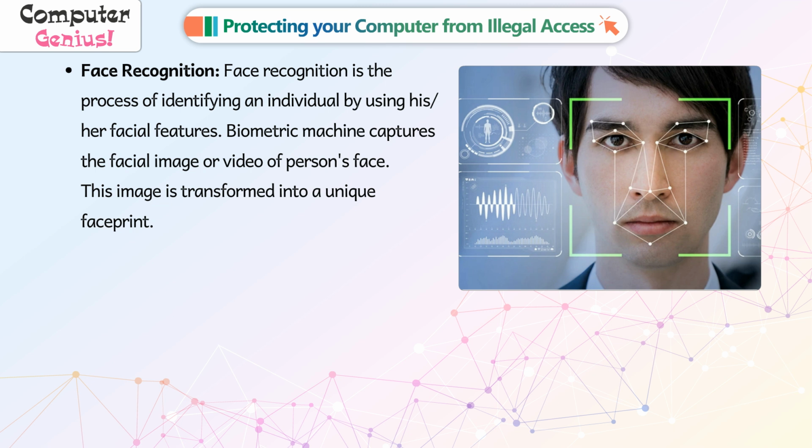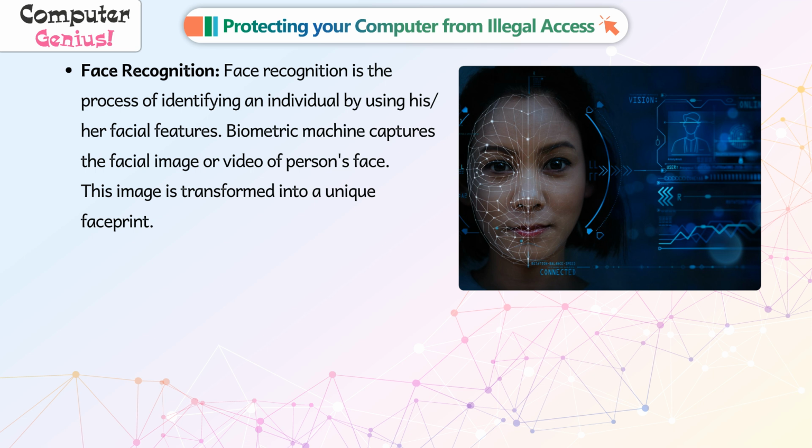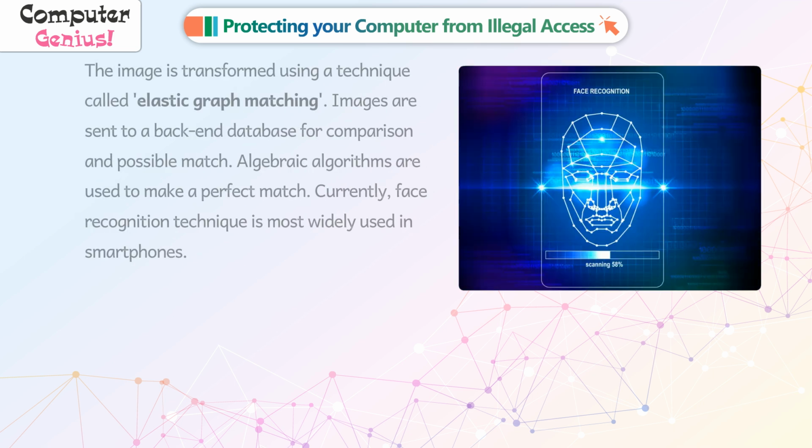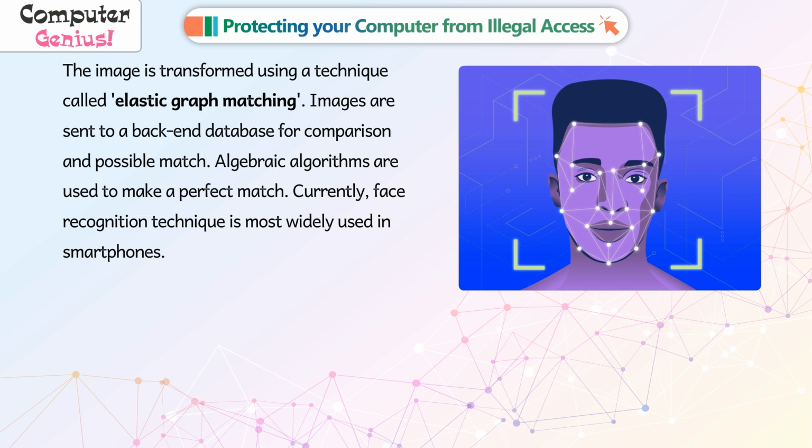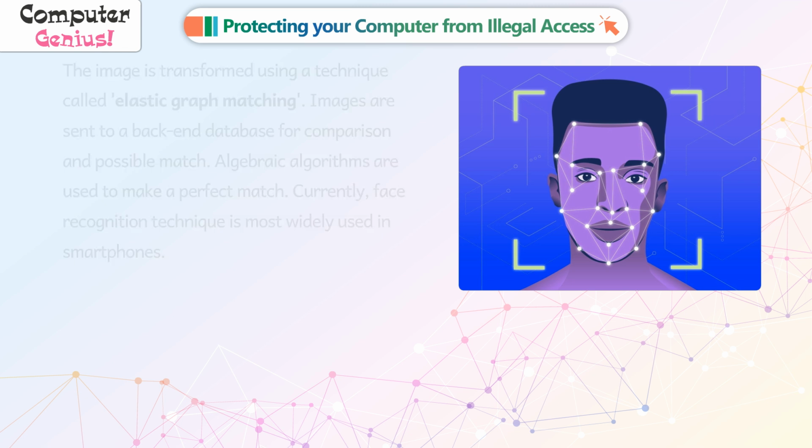recognition. Face recognition is the process of identifying an individual by using his or her facial features. Biometric machine captures the facial image or video of person's face. This image is transformed into a unique face print. The image is transformed using a technique called elastic graph matching. Images are sent to a back-end database for comparison and possible match. Algebraic algorithms are used to make a perfect match. Currently, face recognition technique is most widely used in smartphones.